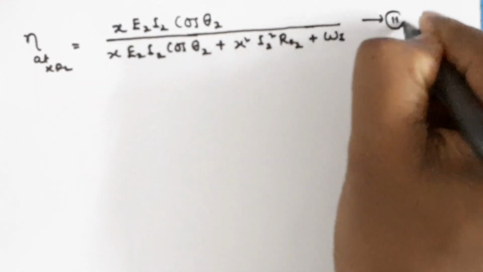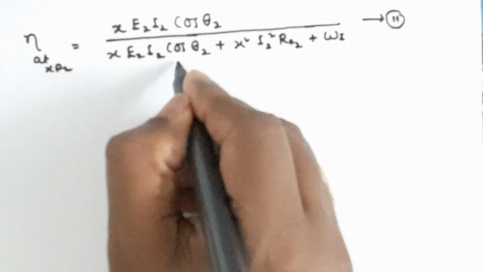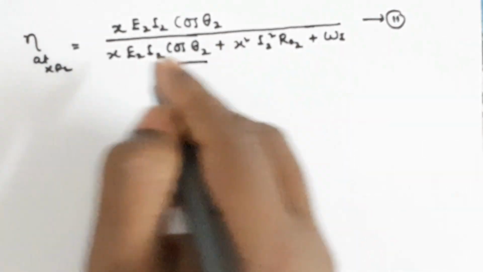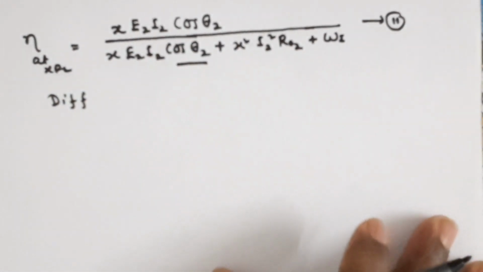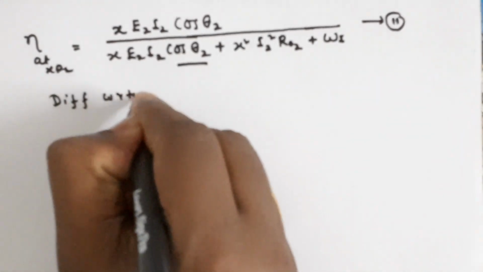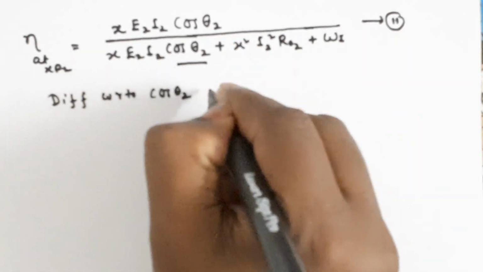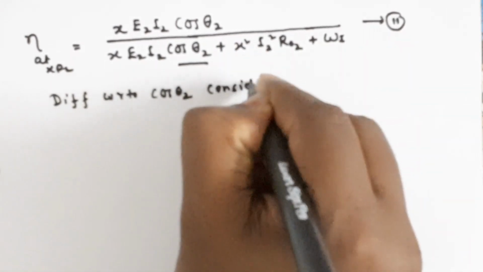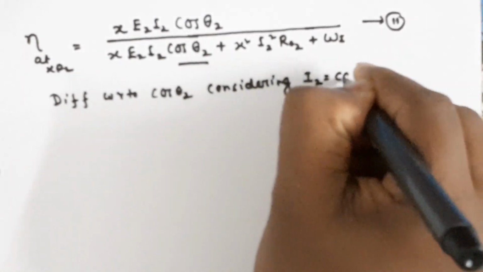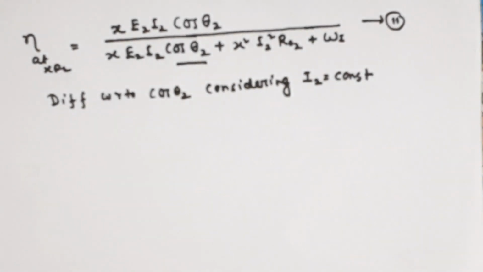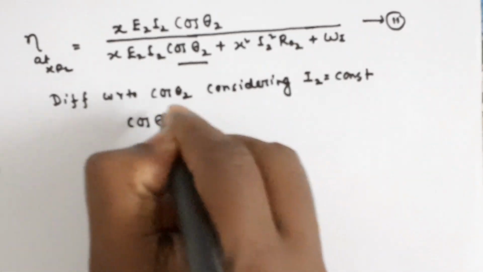This is equation number 2 as we have derived earlier. Here another variable is the load power factor, cos theta 2. If we differentiate this equation with respect to cos of theta 2, the load power factor angle, considering load current I2 equal to constant, then we will get cos of theta 2 equal to 1.